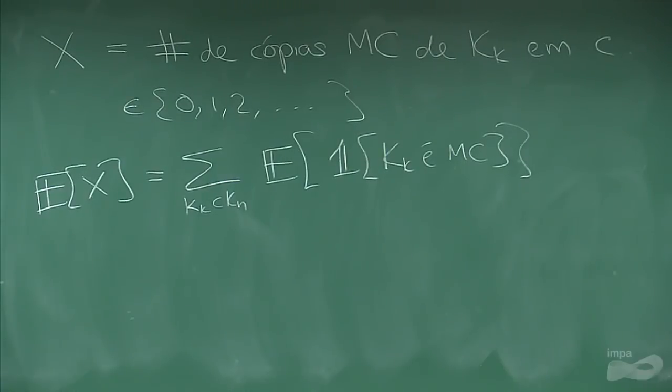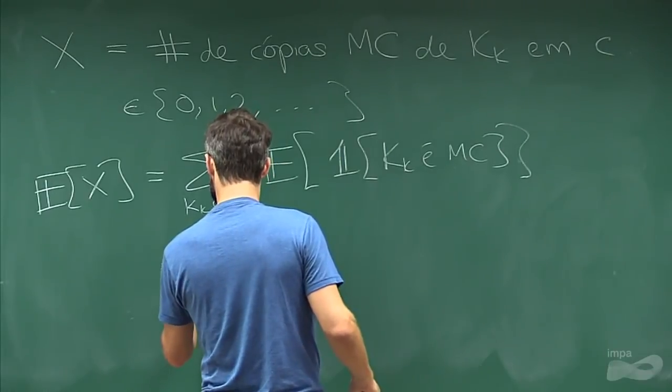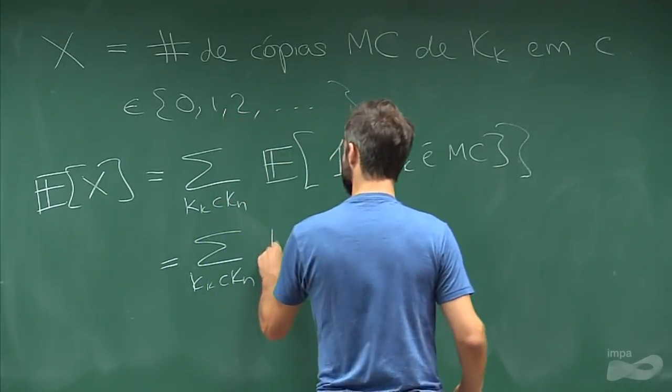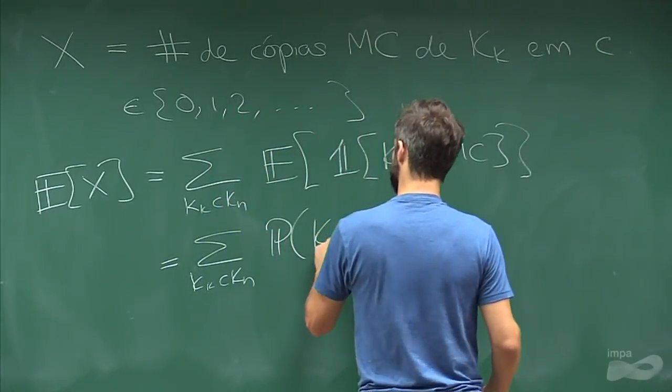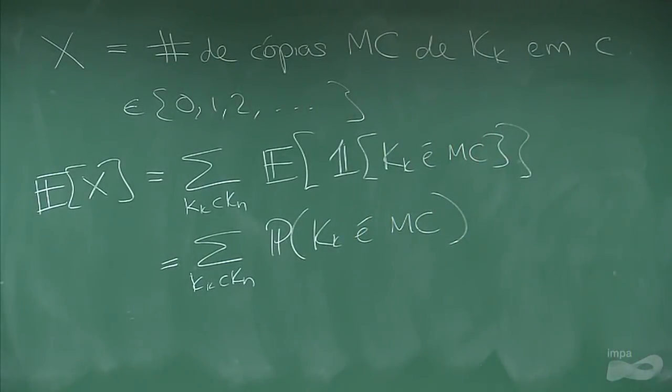But what's the expectation of an indicator function? Now we can go back to the definition. An indicator function takes values 0 and 1. So here you get 0 times the probability it's 0 plus 1 times the probability it's 1. So it's just the probability it's 1. So this thing is equal to the sum over K_k in K_n of the probability that K_k is monochromatic. That's just what the expectation of an indicator function is.